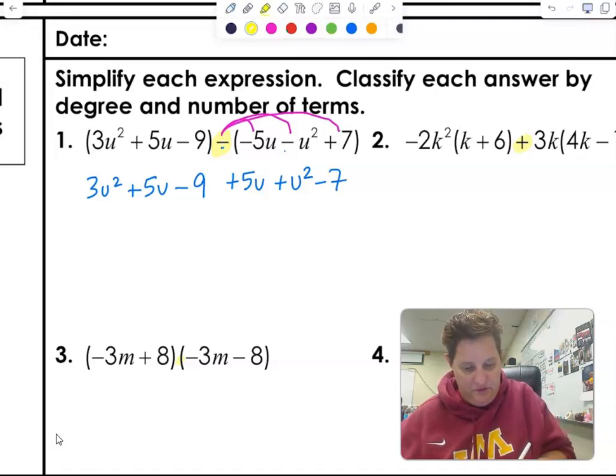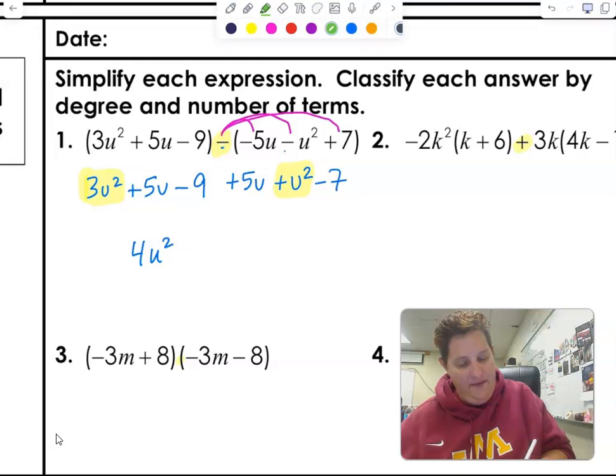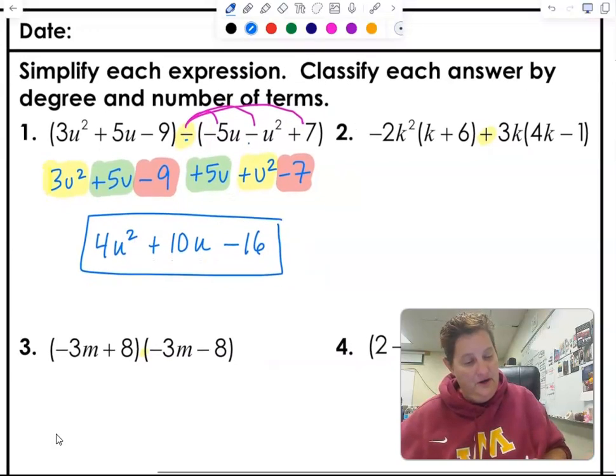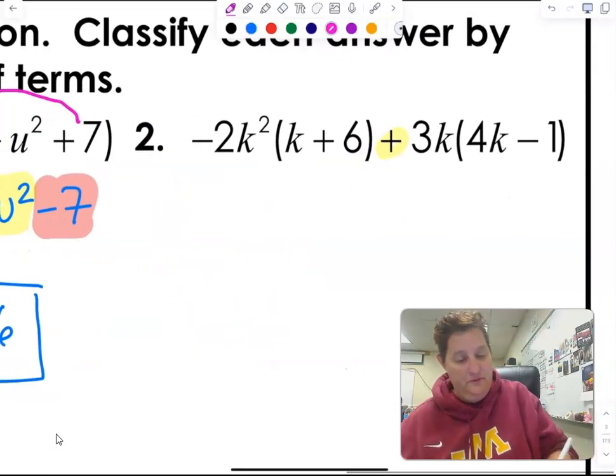Now what we're going to do is combine like terms. 3u squared plus 1u squared: when I combine those, 3 plus 1 is 4u squared. And then I'm going to go plus 5u plus 5u, so that's going to be plus 10u. And then I'm going to do minus 9 and minus 9. So I'm just combining like terms here, and that's minus 16.